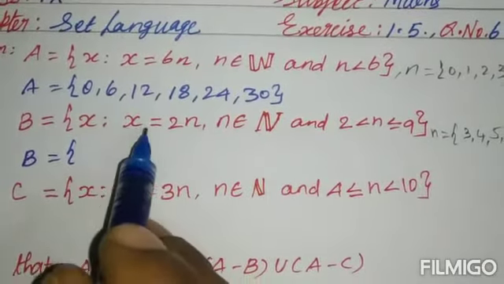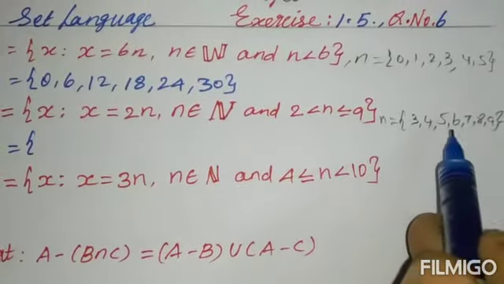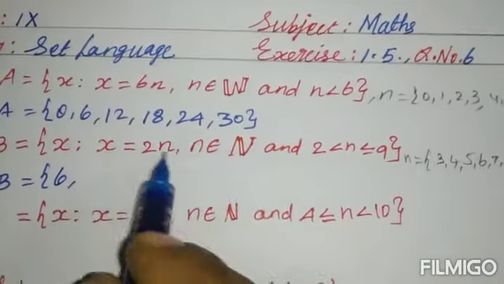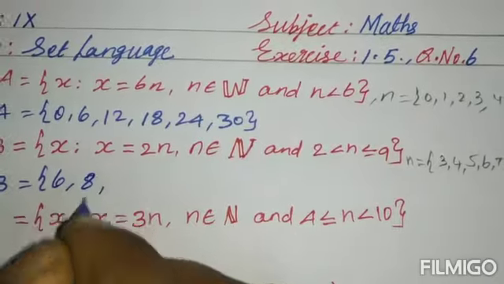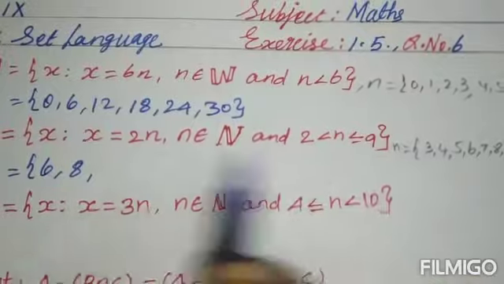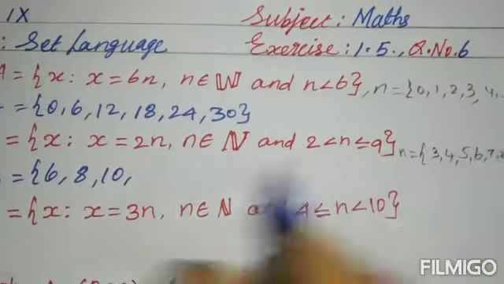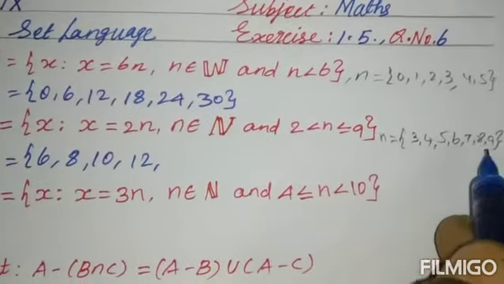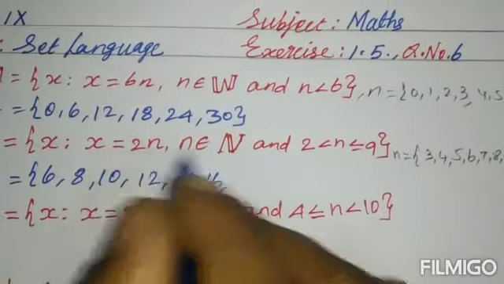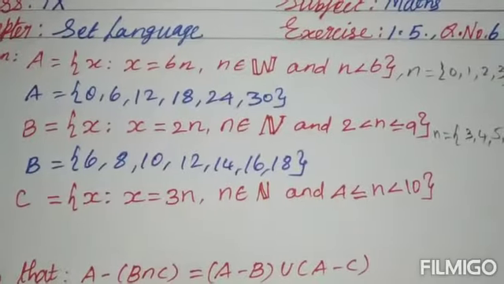So elements of B is equal to x is equal to 2n. So you are going to multiply all the n values with 2. First 2 into 3, so 2 3s are 6, then 2 into 4 is 8, then 2 into 5, so 2 5s are 10, then 2 into 6 is 12, then 2 into 7 is 14, then 2 into 8 is 16, then 2 into 9 is 18.